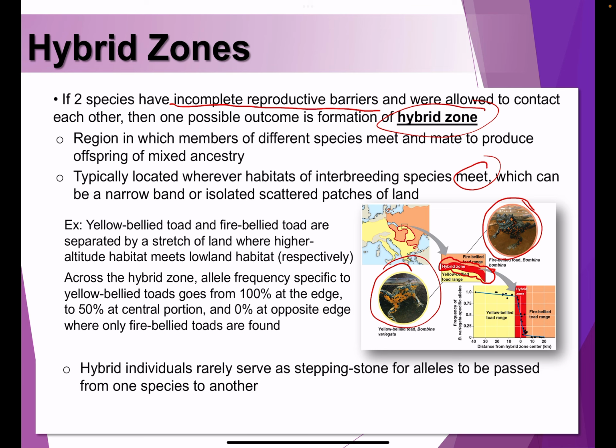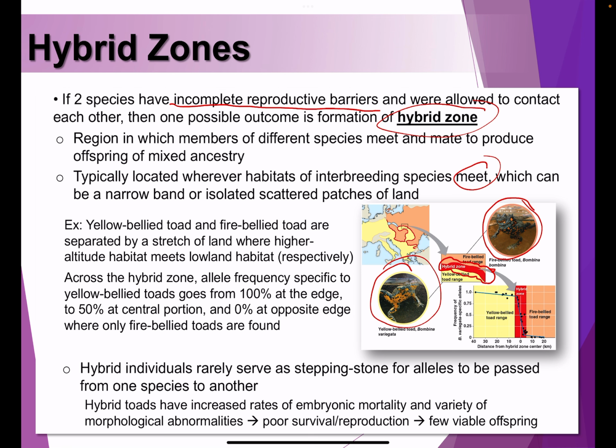So interestingly though, hybrid individuals rarely serve as stepping stones for alleles to be passed from one species to another. This means that when we're talking about hybrids, usually not very much gene flow can go on, even though they do interbreed to produce these hybrids. And that can be due to multiple reasons. We'll talk about that in a bit. But this is because, in the case of hybrid toads here, and we talk about this with the frail hybrids or hybrids that are infertile, etc. They don't lead to passing of alleles from one to the other.